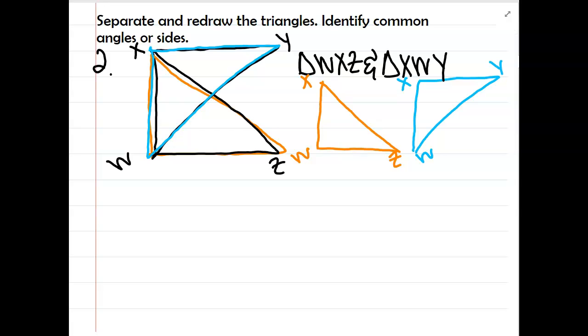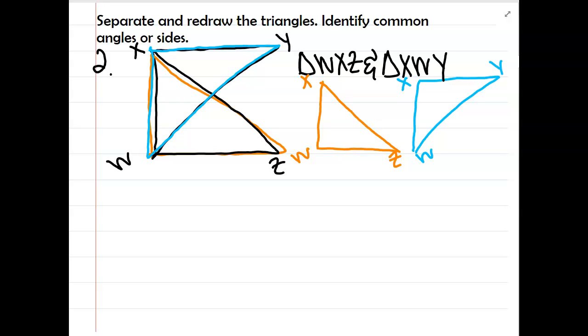But now what we want to do is identify any common angles or sides. If you look at the angles, this is one of those ones where they both have an angle X, but you can clearly see when I redraw them that it's not the same angle, right? That's not shared, okay? W is not common either, okay?